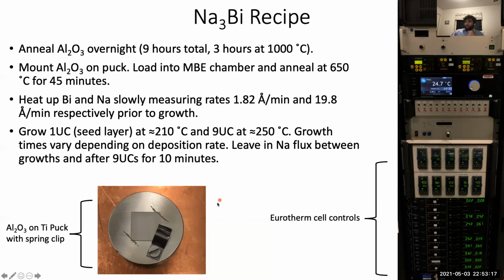And then on the left over here is our substrate mounted to a titanium puck with this spring clip attached to it. The spring clip is there for when we send our samples to Berkeley, where we are able to do these measurements called angle resolved photoemission spectroscopy, which I'll talk about more soon. Essentially, the spring clip allows the sample to discharge during these measurements, making sure that the sample doesn't get too charged up at any one time.